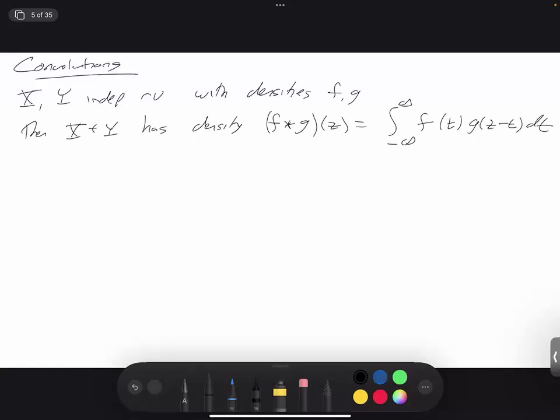If you think about it, if you want X plus Y to equal z, so say you want little x plus little y equal little z, if x equals t, we need y to equal z minus t. And what's the probability if they're independent? What's the probability that both happen? That's f(t) g(z minus t).